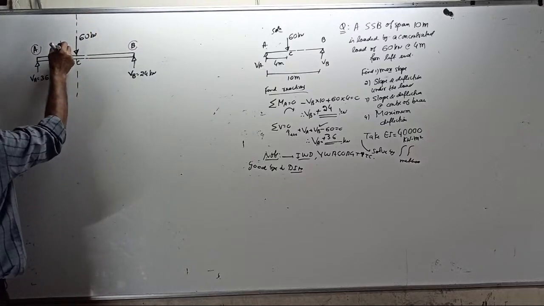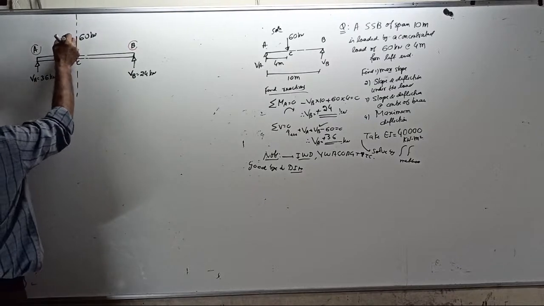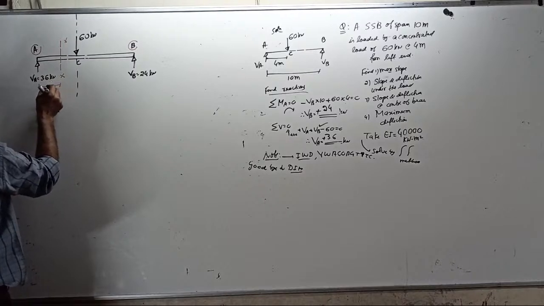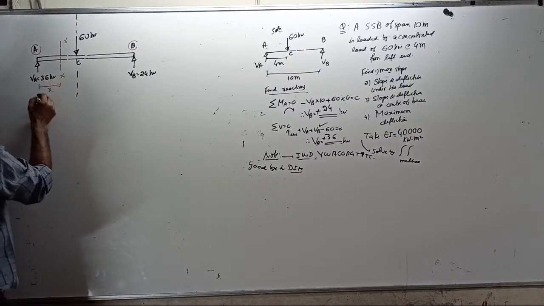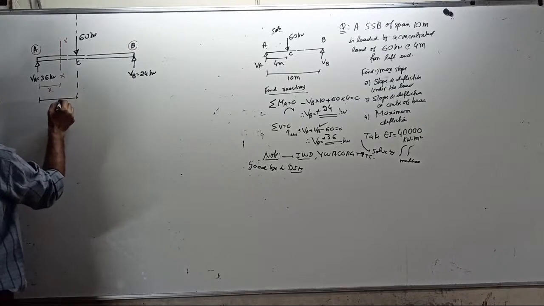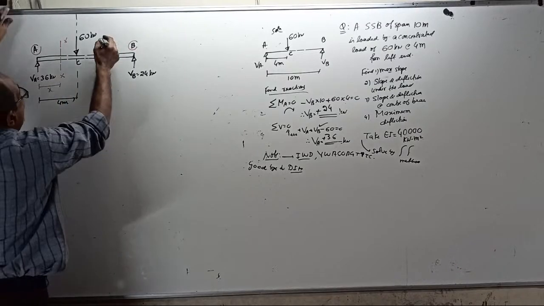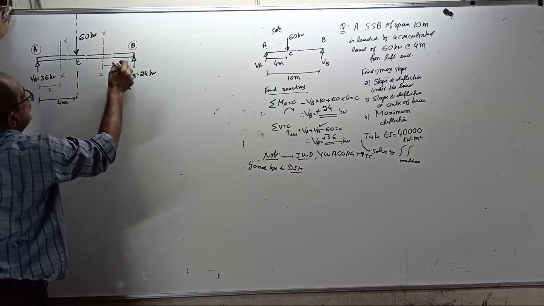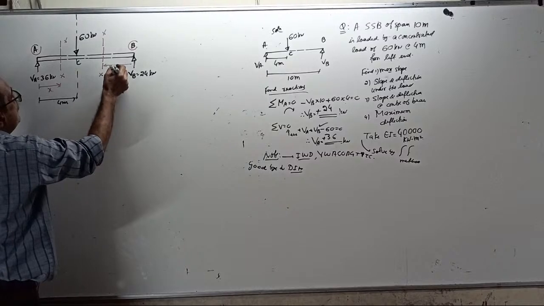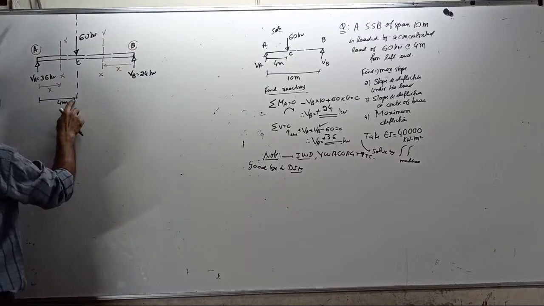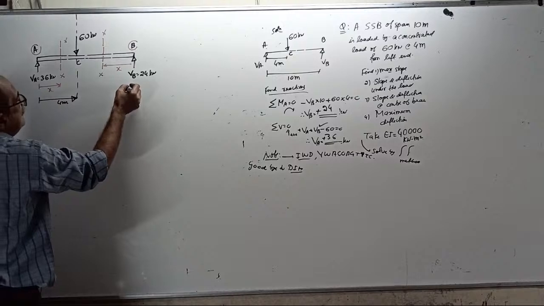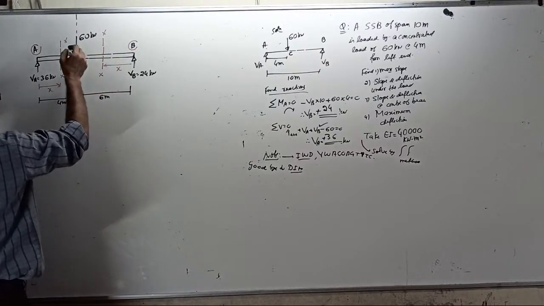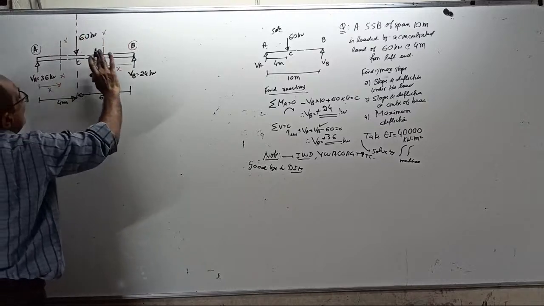One section I am taking here, XX, at X from here, and this X will vary from here to here, 4 meters. Then I will take one more section here, XX, that is X from here, this way. I will put an arrow mark here, this is up to 4. This distance from here is 6 meters. This is valid for AC, that is valid for BC.